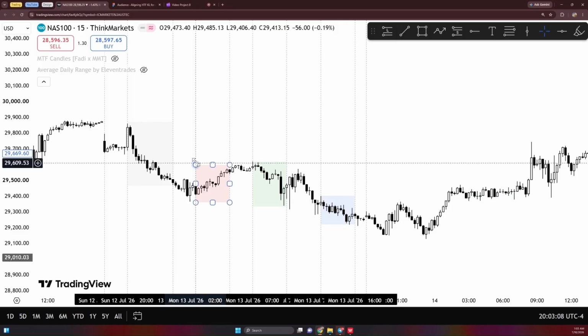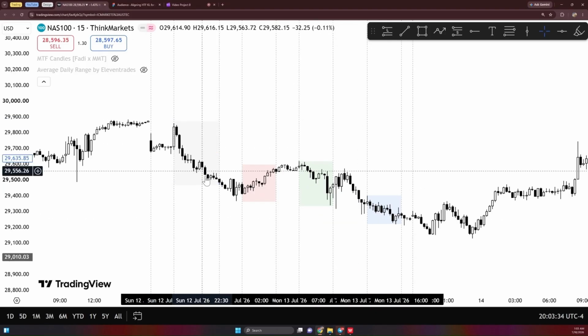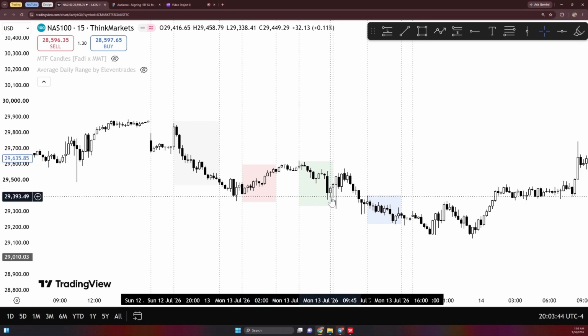The London kill zone is from 2 o'clock to 5 o'clock. The New York AM is from 7 o'clock to 10 o'clock AM. And the kill zone for the New York PM is 13 o'clock to 16 o'clock PM. In this case, you will see that we had most of the move during the Asian kill zone, while the London and the New York kill zones didn't offer so much expansion on this day.